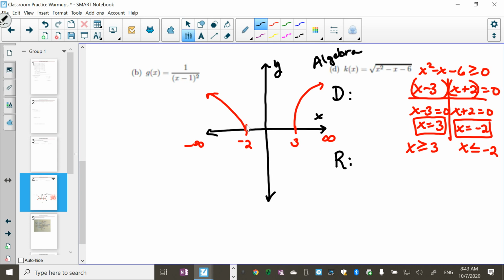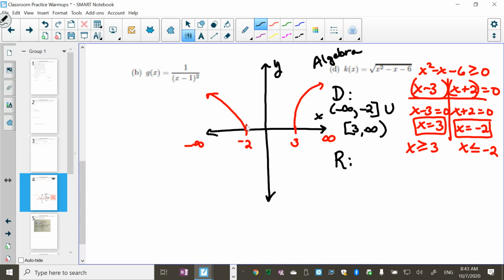So I'm going to put this right in here. My domain, so you go left to right, goes from negative infinity all the way up to negative 2, and it includes it, so I have a bracket, in union with bracket 3 all the way to positive infinity, parentheses.